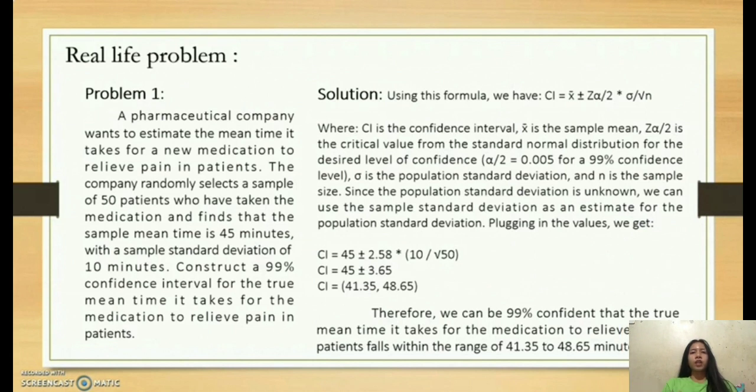So, here is the solution to the problem. Therefore, we can be 99% confident that the true mean time it takes for the medication to relieve pain in patients falls within the range of 41.35 to 48.65 minutes.